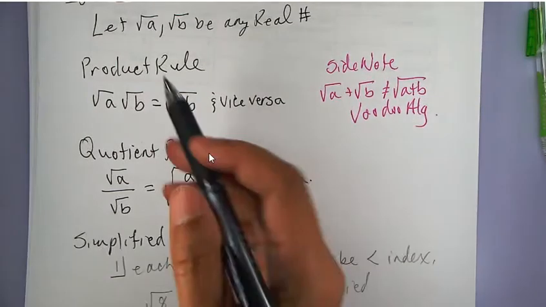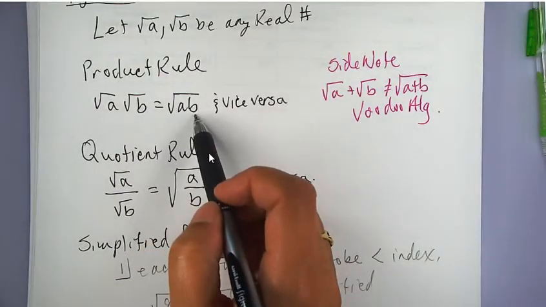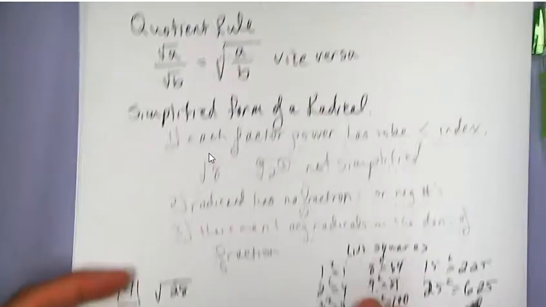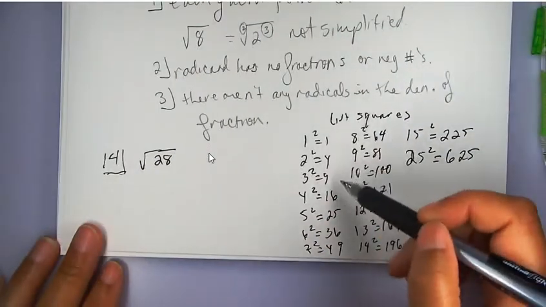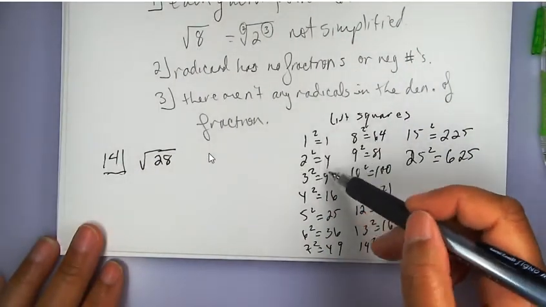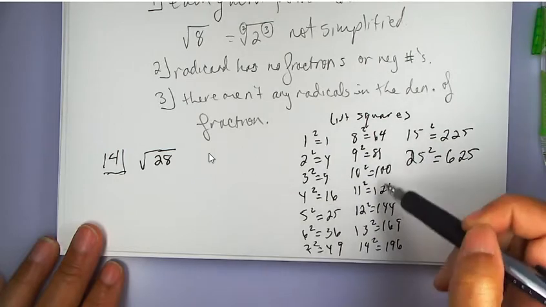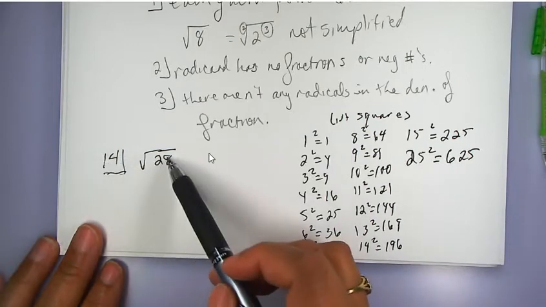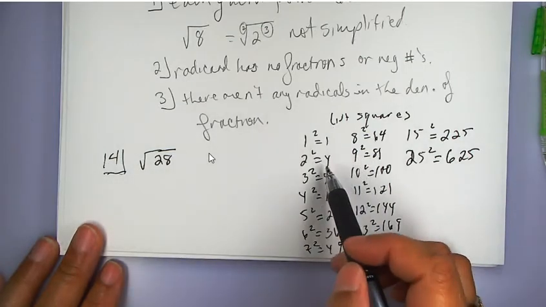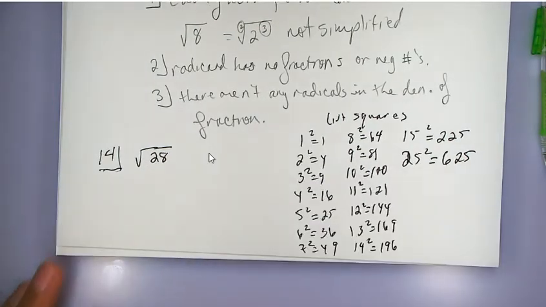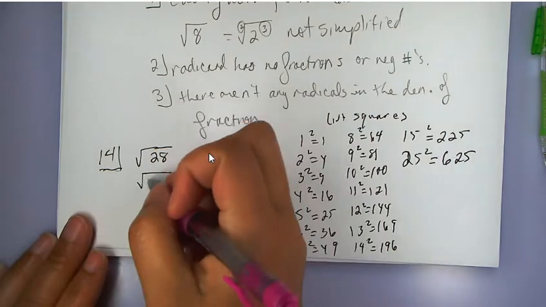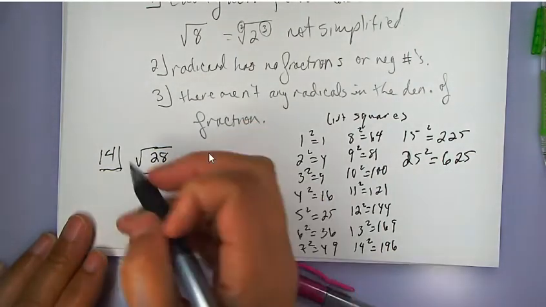Well, remember we said that we can also break it up, knowing that the square root of a times the square root of b is equal to the square root of a times b. By that product rule, this is equal to the square root of 4 times the square root of 7. But what's the square root of 4? Isn't the square root of 4 2? So that gives us 2 square roots of 7. So what you want to do is take that perfect square out of the radical.